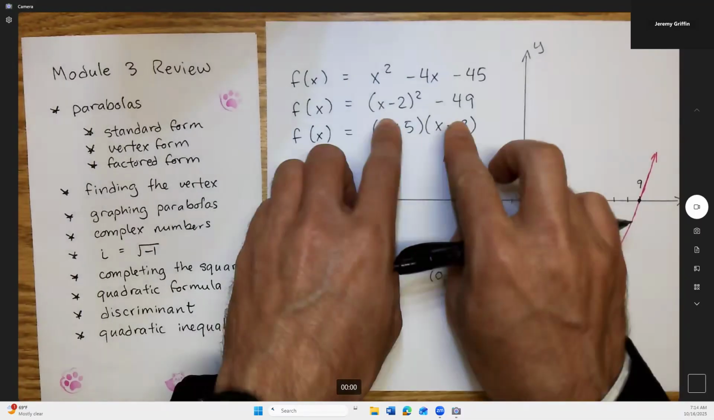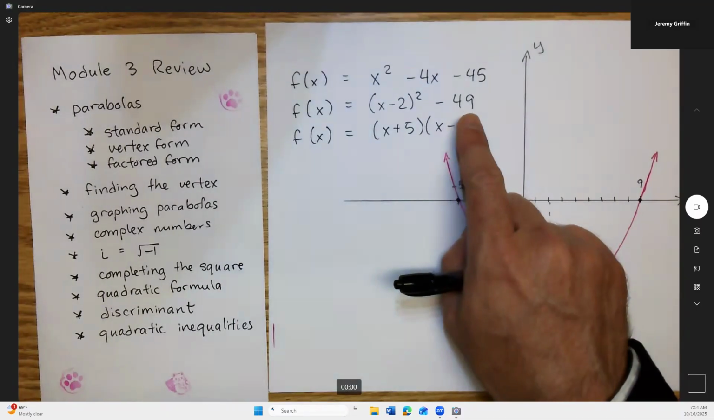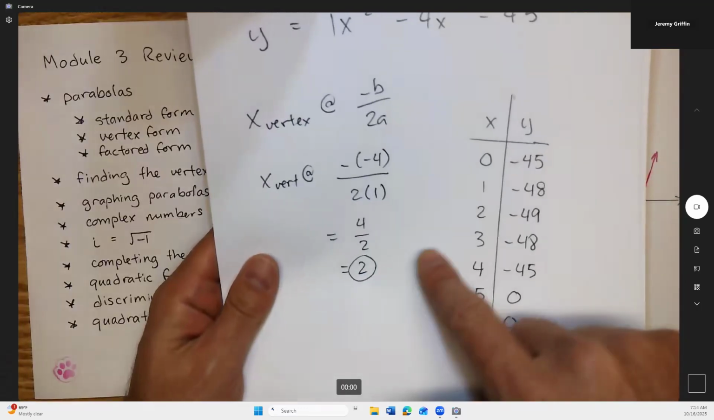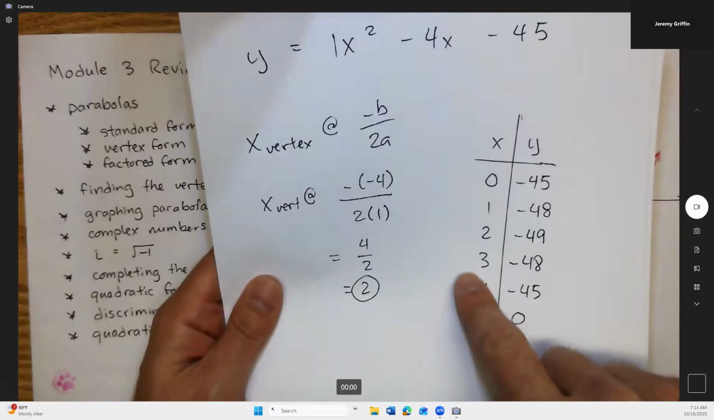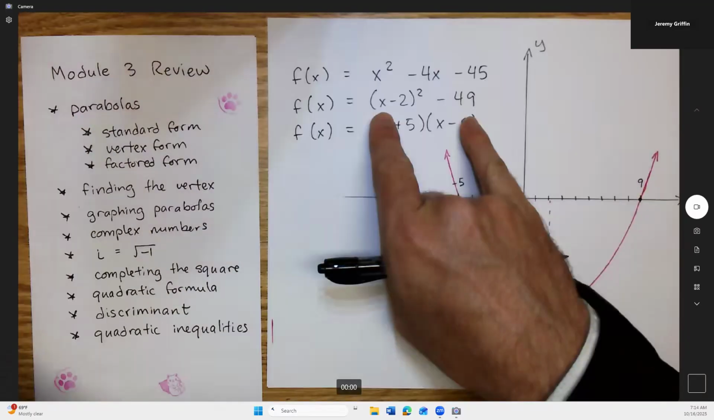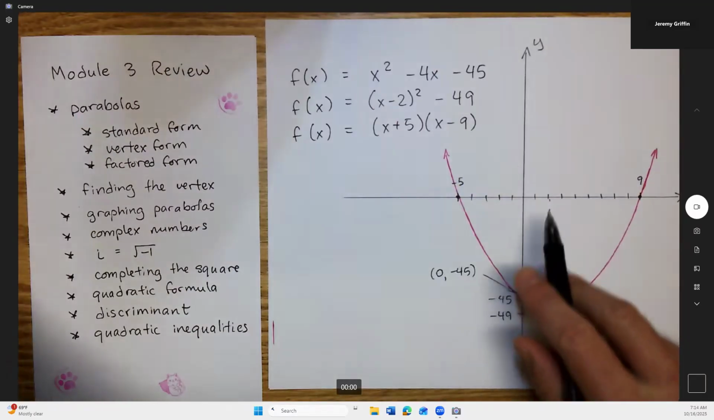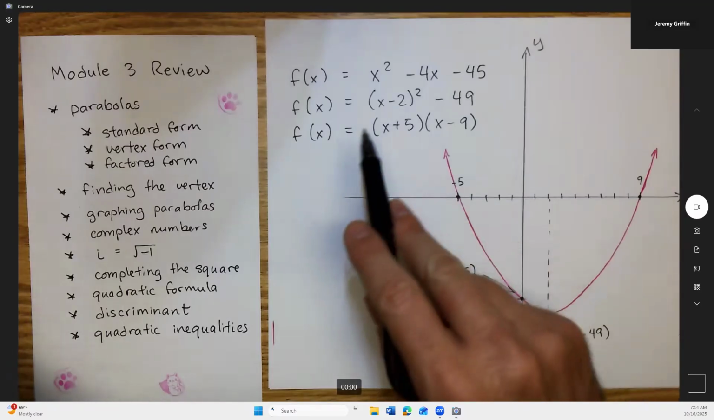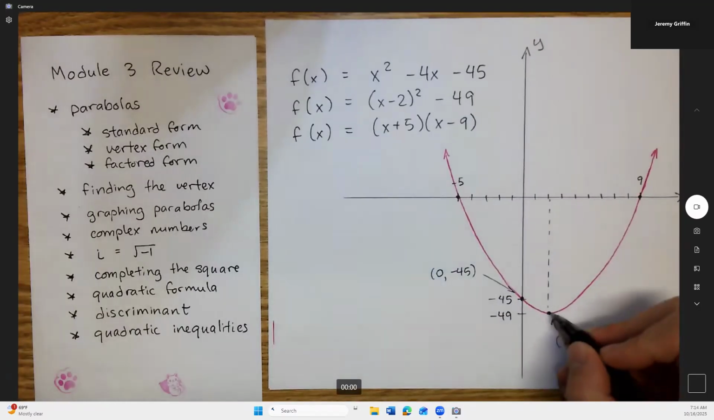And that will always be the location of the vertex, which I also found with the negative b over 2a method. So here, it would be at 2, and I plug in 2 to this, I get negative 49. But this one, it just stands out right away. So 2, negative 49. So boink, that point right there, 2, negative 49. Got it.